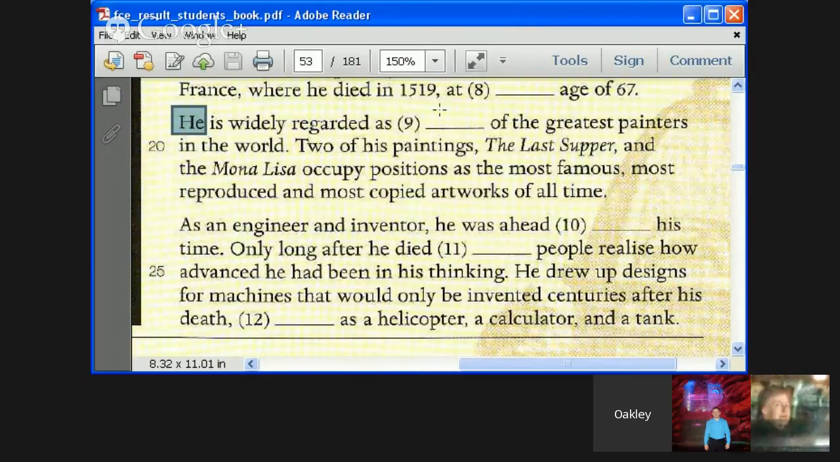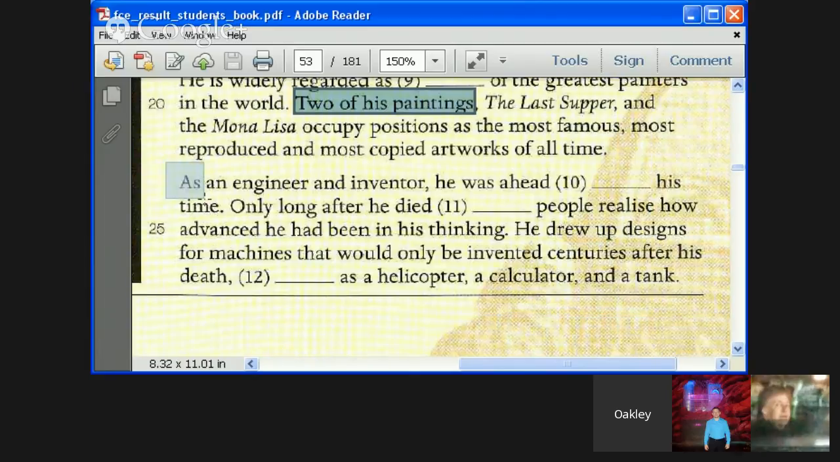Very good. And you have to understand this construction in conjunction with the superlative est. This is very common. The and then the est adjective. Very common construction. One of the greatest. All right. Good job. Two of his paintings, The Last Supper and the Mona Lisa, occupy positions as the most famous, most reproduced, and most copied artworks of all time. Okay, Ken.